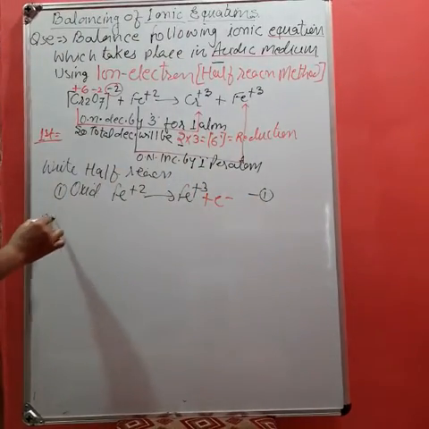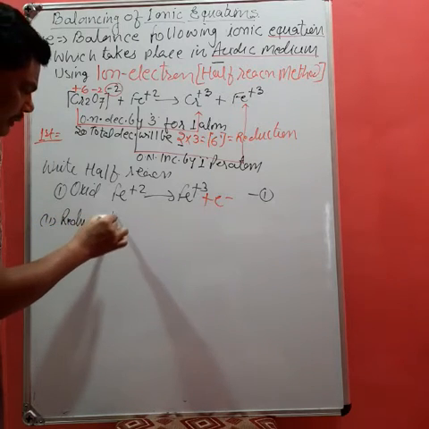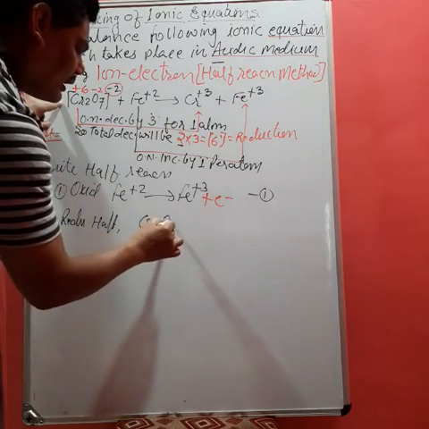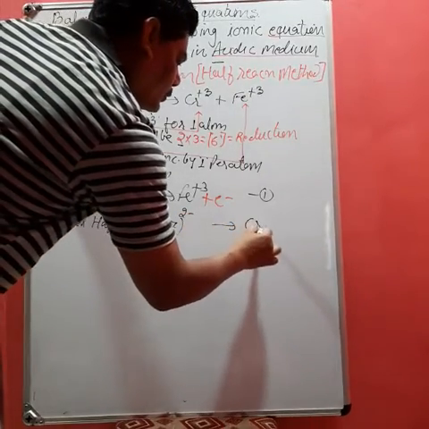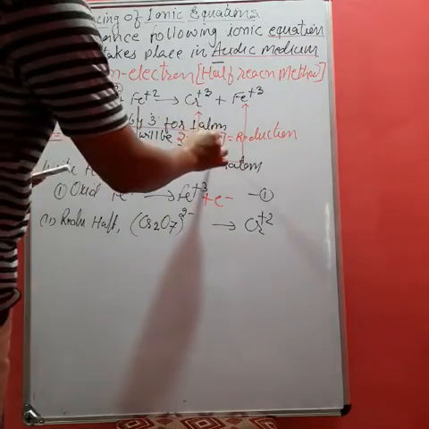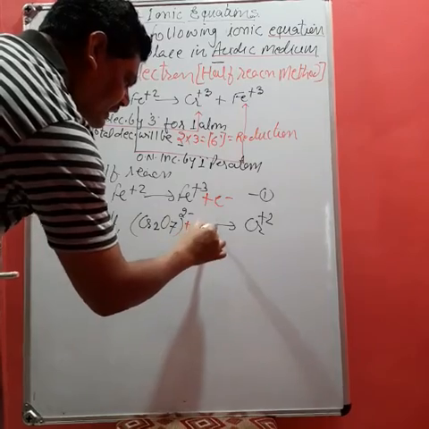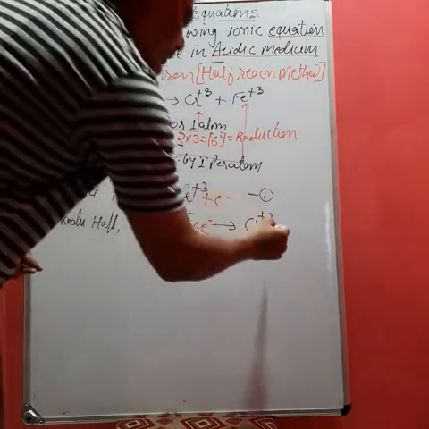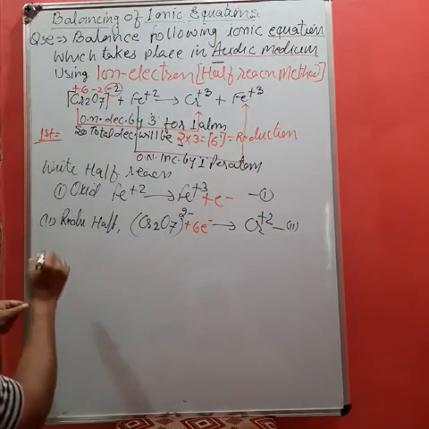And the second one is the reduction half. Which species is getting reduced? This Cr2O7 2 minus anion is reduced to Cr plus 3, but by how many? By 6. So we have to write 6 electrons on the reactant side because it is reduction. Therefore this is equation number 2.